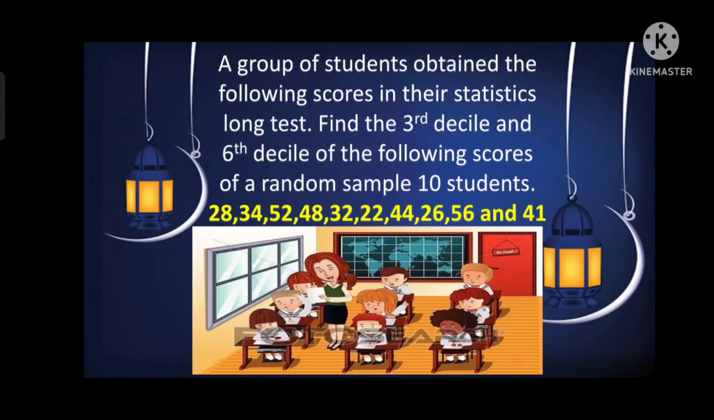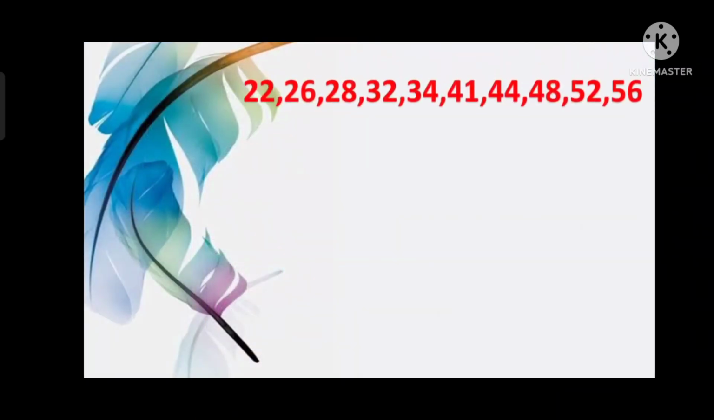A group of students obtained the following scores in their statistics long test. Find the 3rd decile and the 6th decile of the following scores of a random sample of 10 students. So given the following numbers, first, we arrange the numbers. Finding D3 is equal to 3 times the quantity 10 plus 1 all over 10.